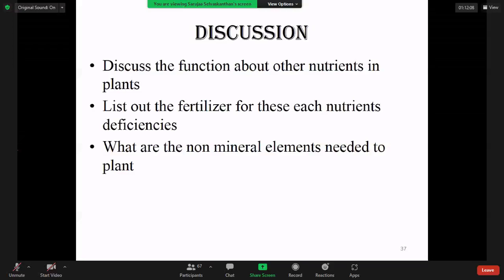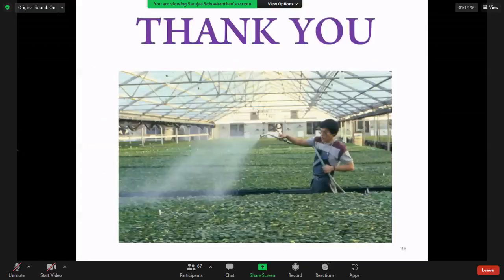And also you can write what the ways to reduce the toxicity are. That's the fourth question I will attach while uploading the notes. Then another question: what are the non-mineral elements needed by the plant? Carbon, hydrogen, oxygen.